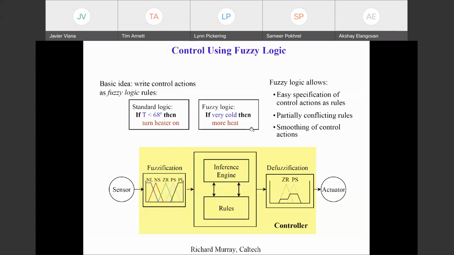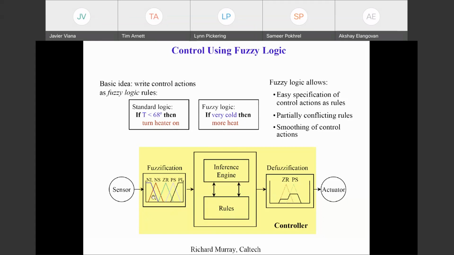Conversely, with fuzzy logic, we could say something like, if it's very cold, then more heat. And those fuzzy statements, those linguistic representations, are representative of fuzzy sets. And those fuzzy sets then determine what your actions are through those processes I just mentioned. So you can have these vague, imprecise rules that then result in some actual control action.